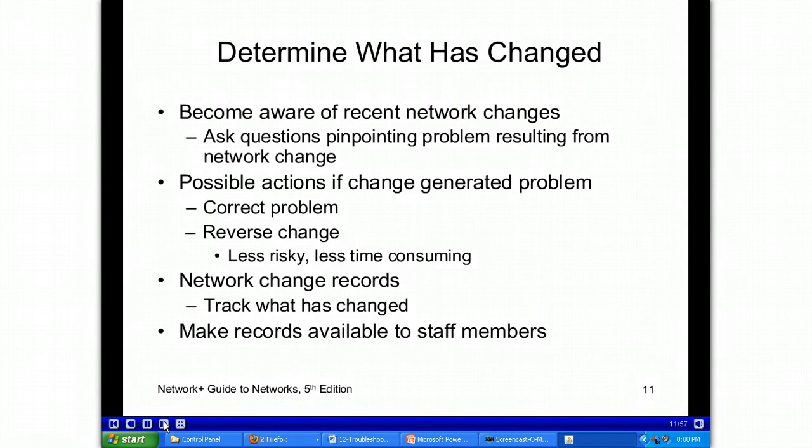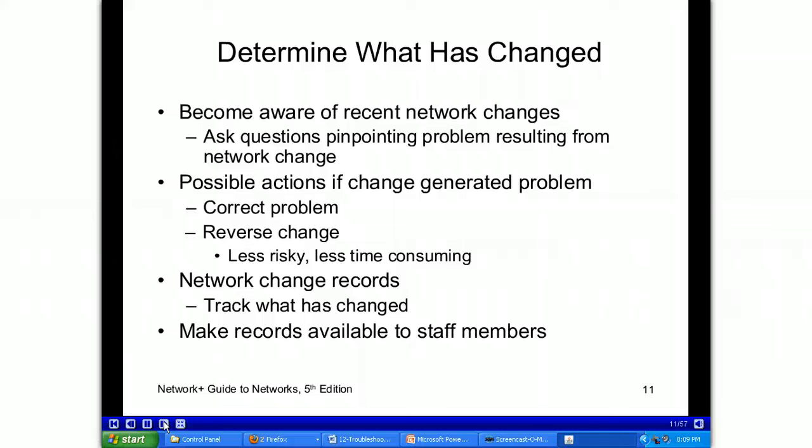So determine what's changed. Has anything changed in your network recently? Ask questions, pinpoint them, resulting in a network change of some type. Possible actions: if a change generated the problem, correct the problem or reverse it, like on that Adobe issue, run it back to before the update, uninstall it. This is less risky and less time consuming to go back. Network change records: what has changed in the network. Make records available to staff members.